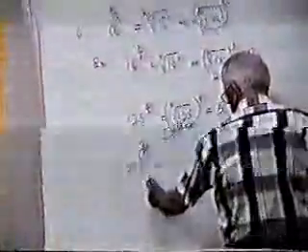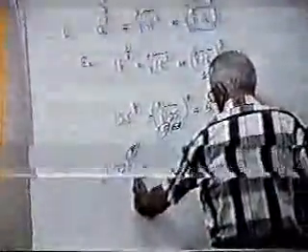So let's take this one. We want the cube root of negative 27. What times itself gives us 27?